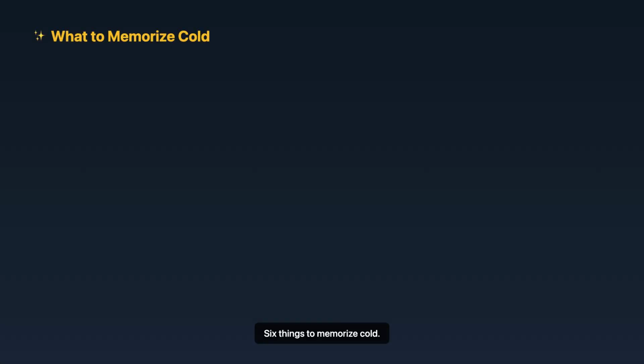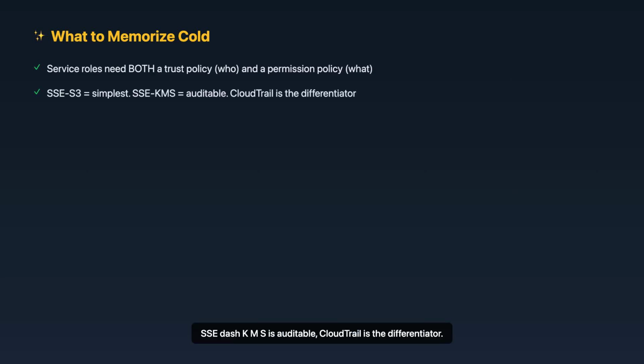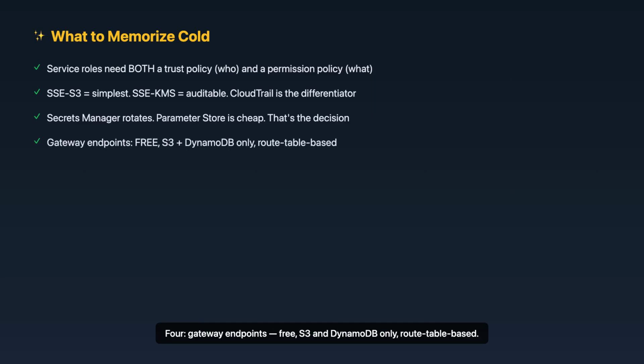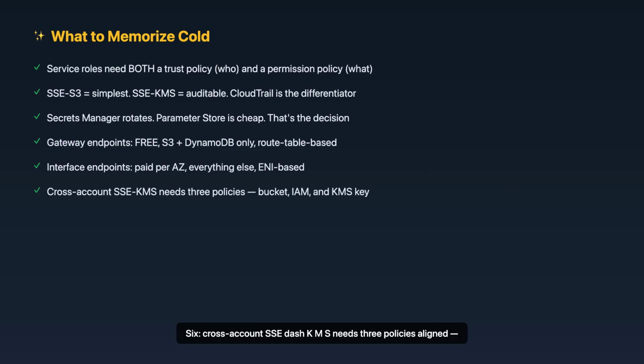6 things to memorize cold. 1. Service roles need both a trust policy and a permission policy. 2. SSE-S3 is simplest, SSE-KMS is auditable, CloudTrail is the differentiator. 3. Secrets Manager rotates, Parameter Store is cheap. 4. Gateway endpoints free, S3 and DynamoDB only, route table based. 5. Interface endpoints paid per ENI based. 6. Cross-account SSE-KMS needs 3 policies aligned, the bucket policy, the IAM role permission, and the KMS key policy.